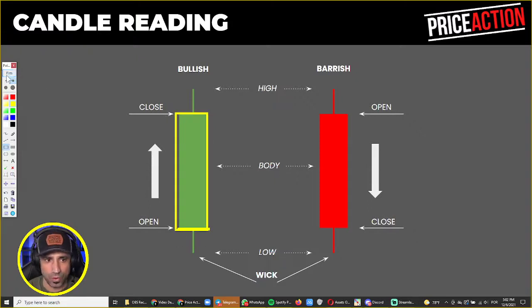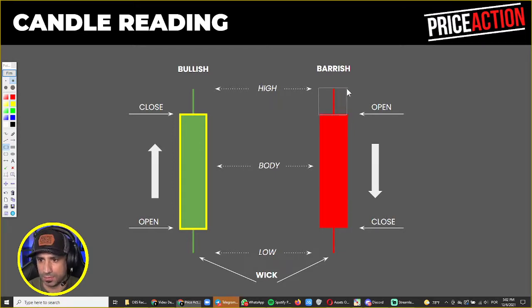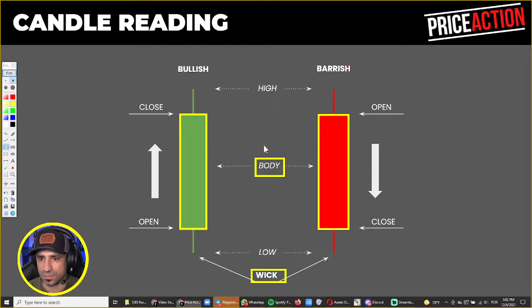In reality, the whole movement was like this. It opened here, went down, came back to the opening price, then left a wick, and went all the way up. It came back and closed right here. And the bearish candle opened at the top, went up, left the wick, went all the way down, and closed right there. So you have the body, you have the wicks, you have your high and low points, and now you know what a bullish candle and bearish candle are.